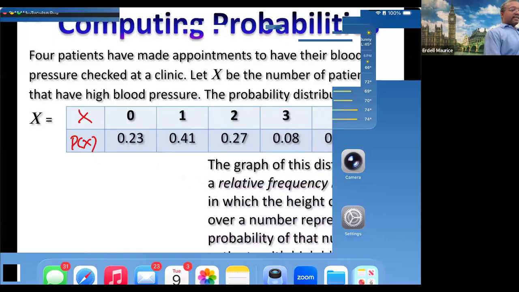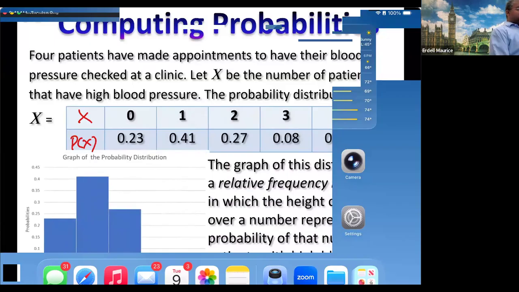Well, this information can also be given as a frequency histogram. And 0 right here goes up to 0.23, 1 right here goes up to 0.14, and so forth and so on. These two things are the same. One is just a picture, the other is just numbers. Questions there?